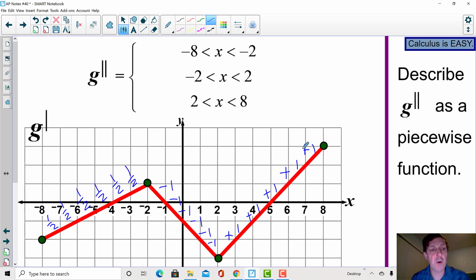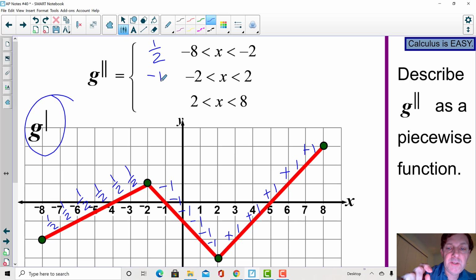And remember, that's the slope of g prime, so that's g double prime. So when x is between negative 8 and negative 2, the second derivative is going to be 1/2. From negative 2 to 2, the second derivative is going to be negative 1. And from 2 to 8, the second derivative is going to be positive 1. And that's it. That is the second derivative described as a piecewise function.